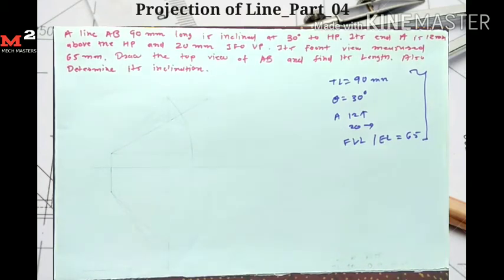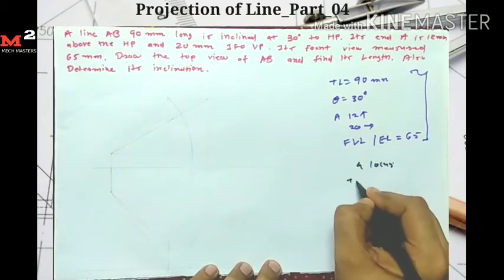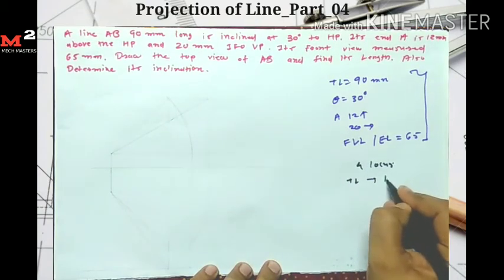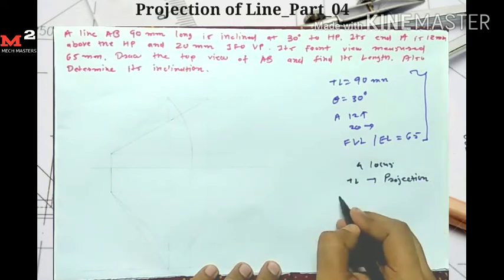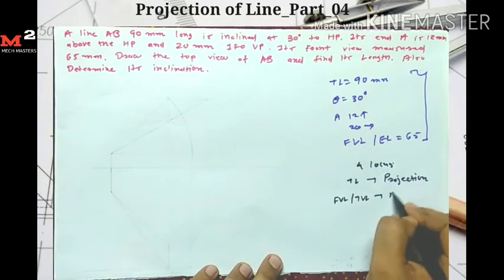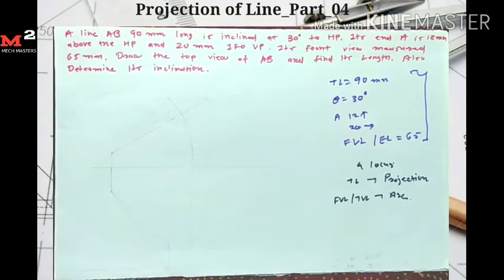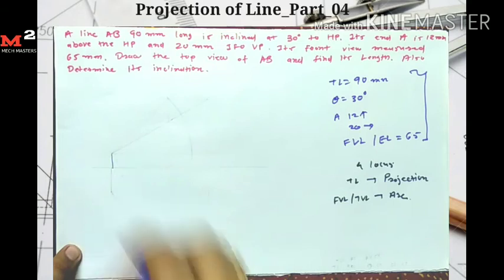Okay, let's solve. First I mark the point. Our method is the same. First we find the 4 locus, and then from the true length I draw the projection, and from the front view length and top view length I draw the arc. So first I mark the point A. A is 12 mm above, so from here I measure the 12 mm. First I draw the reference line.